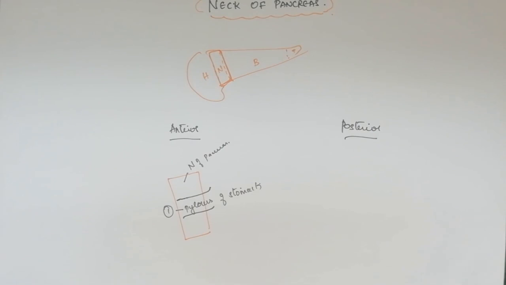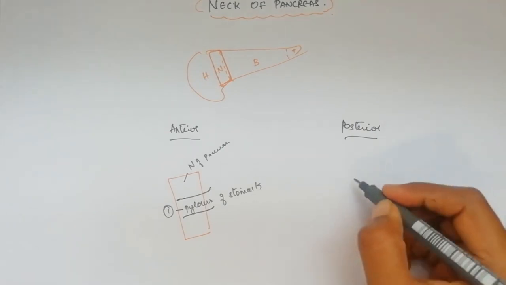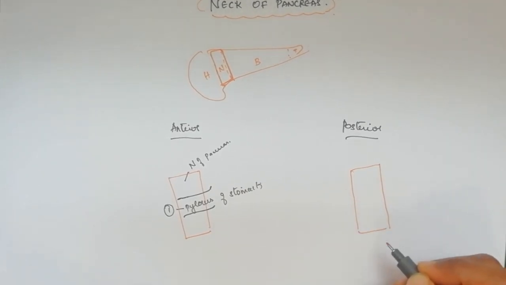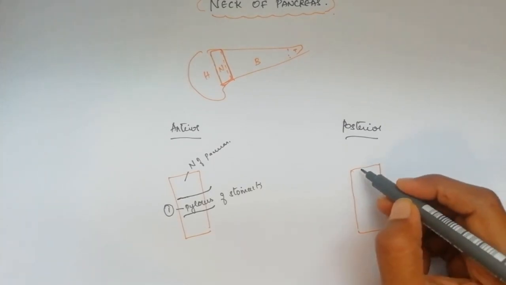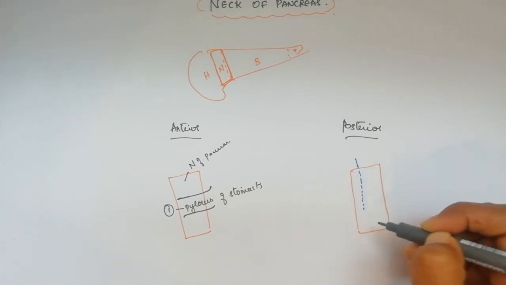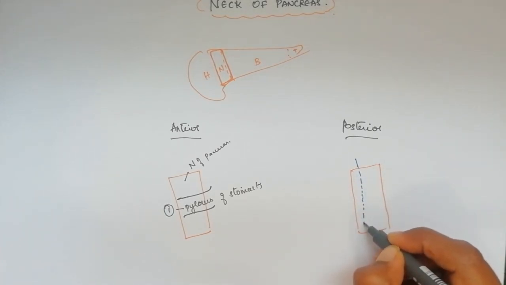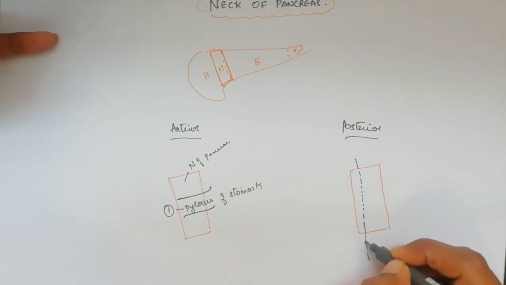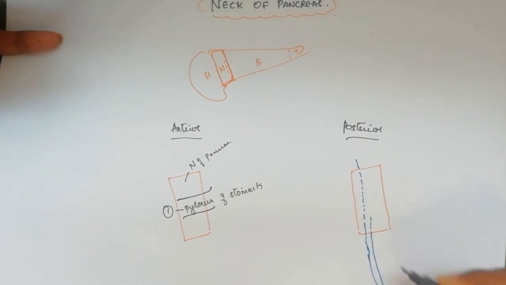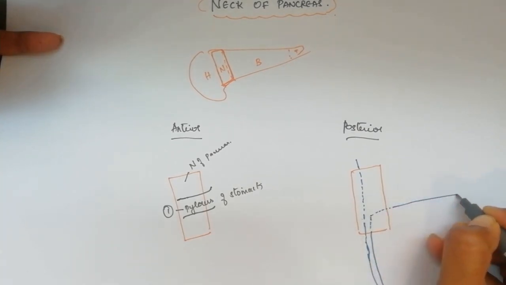Now moving on to the posterior relation. Posteriorly, again I said, we have only one relation, again starting with the letter P. We have a vein related just behind it, a very important vein of the abdomen, which is nothing but the portal vein. So formation of the portal vein happens at this region, at the neck of pancreas. That is, from the superior mesenteric vein and the splenic vein.